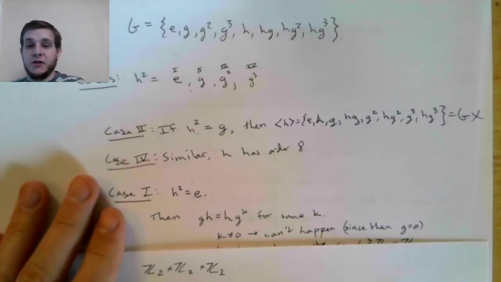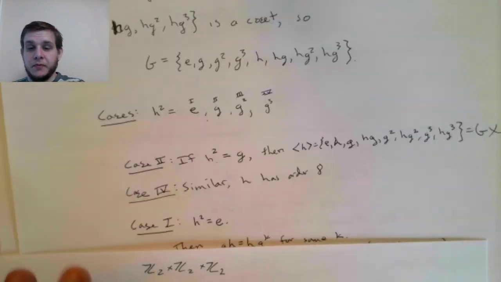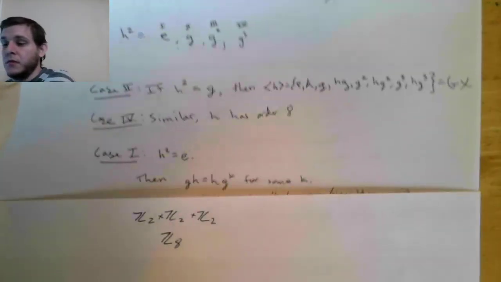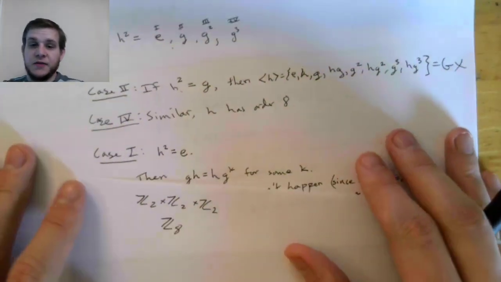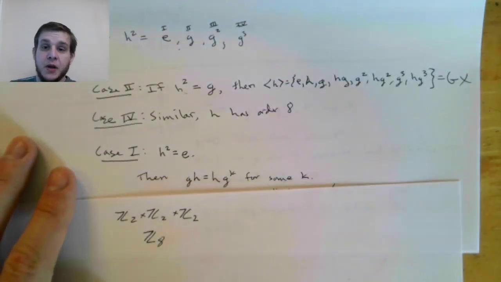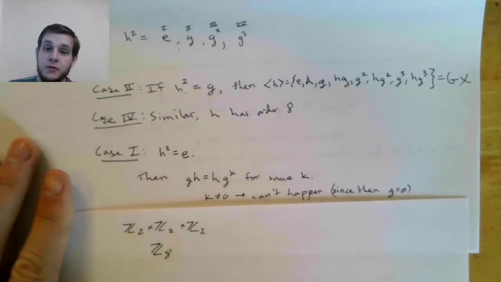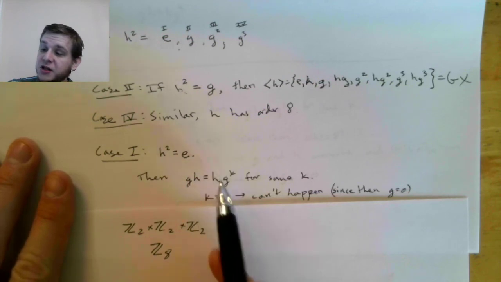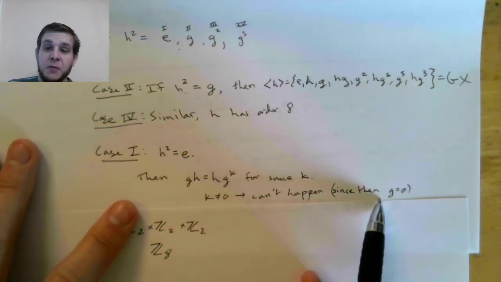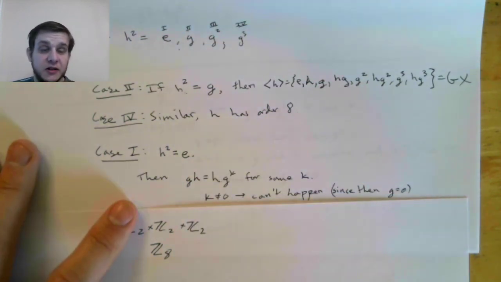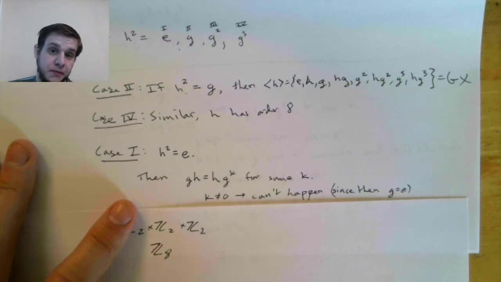So now let's look at our subcases. Right, now we're going to classify based on what k could be. Well, I claim that k can't equal 0, because if k equals 0, then G times H is equal to H, and that would imply that G is the identity. And this isn't true because G has order 4. So k cannot equal 0.